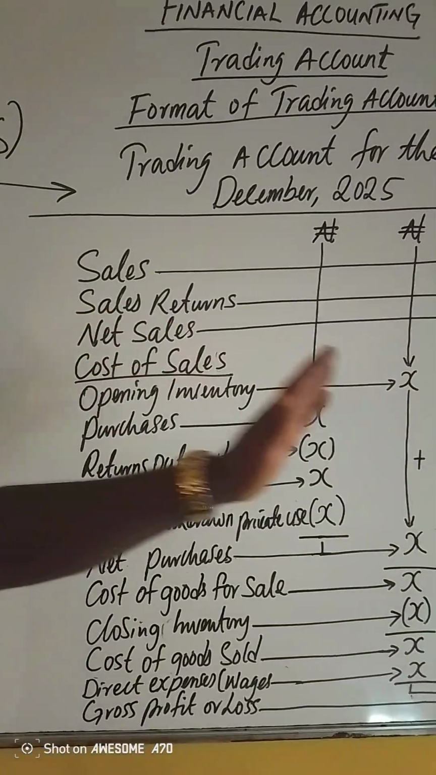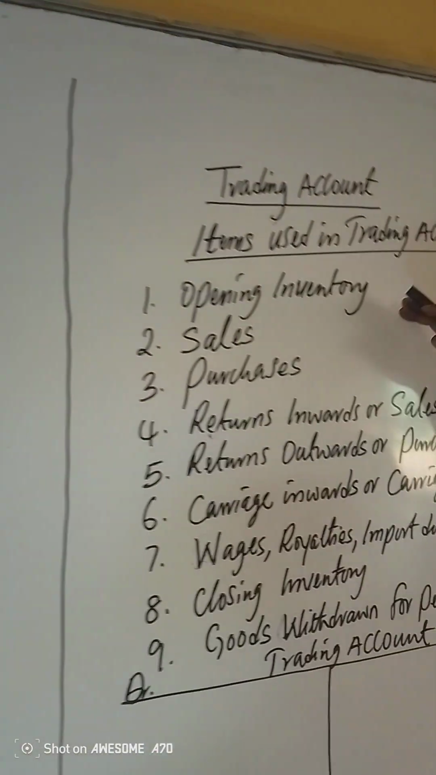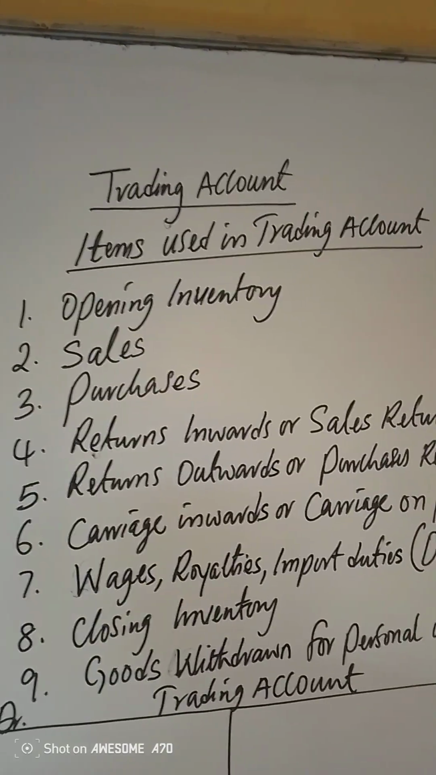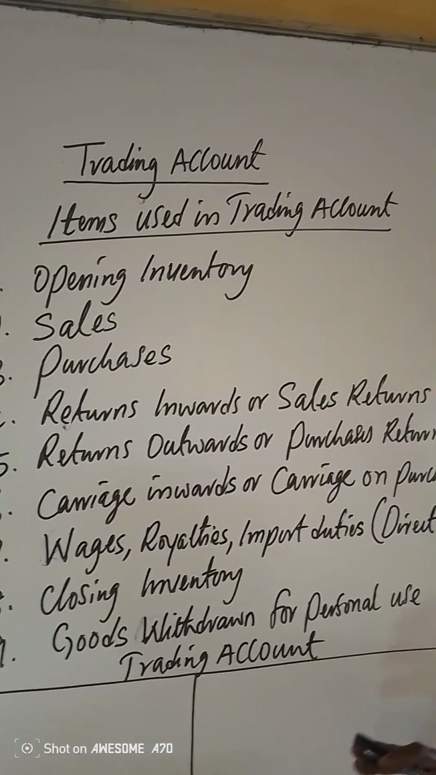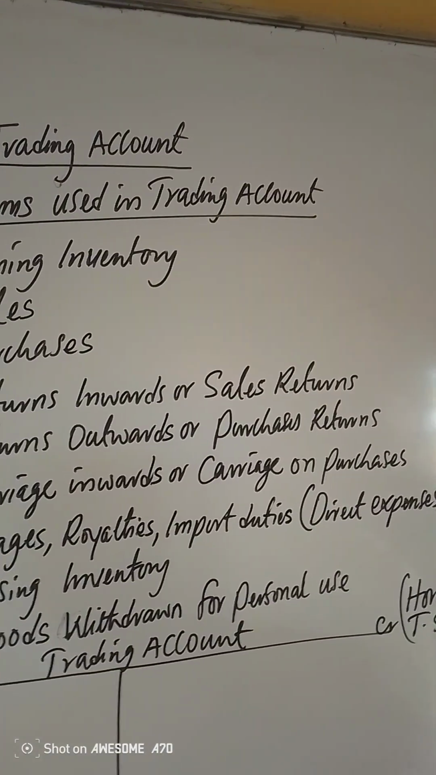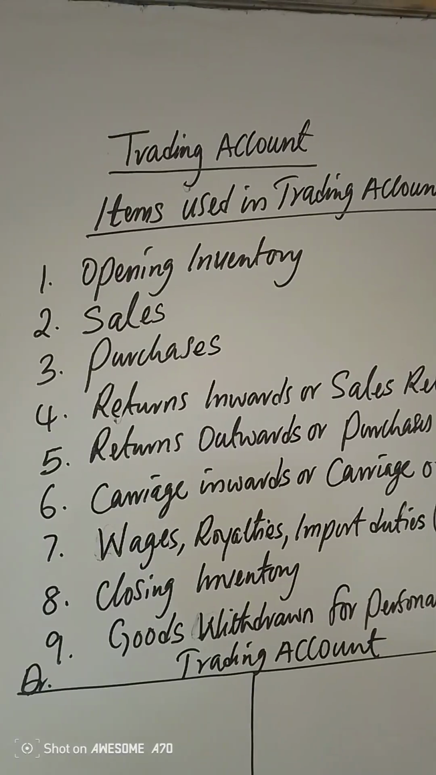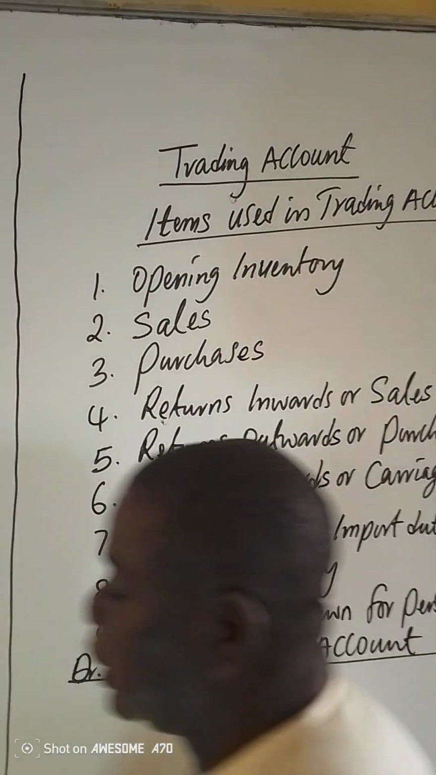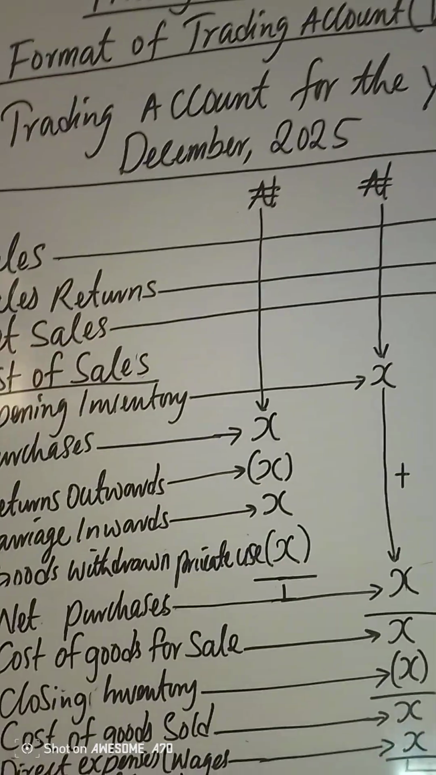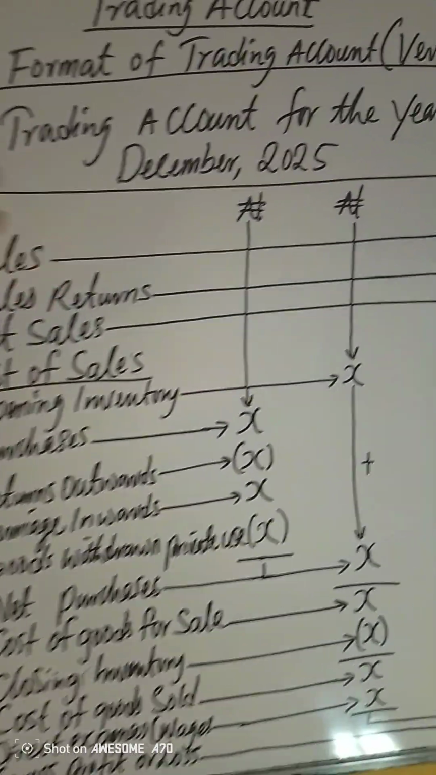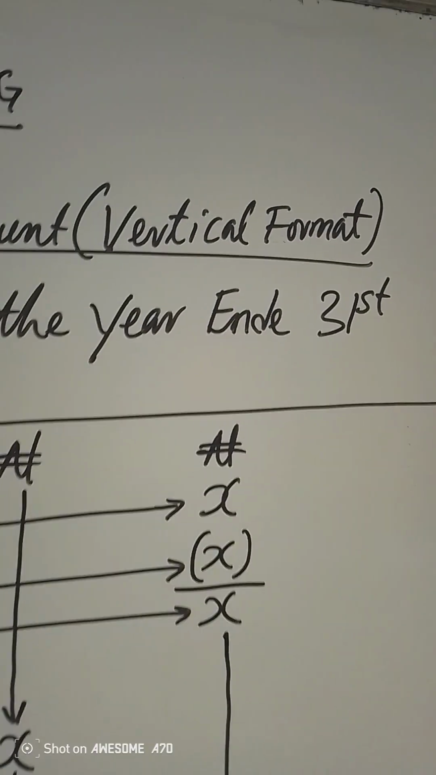This is the format. As you can see, in the previous video, I itemized all the items used in the trading account, and these are the items. It is how these items are placed in the trading account to come out with the final answer, which is either gross profit or loss, that we are going to look at today. So here, you look at the format. This is what is called the vertical format. We have two formats: the vertical format and the horizontal format.